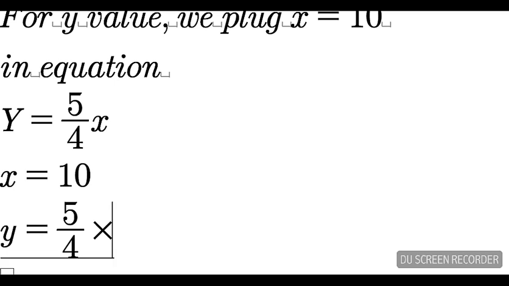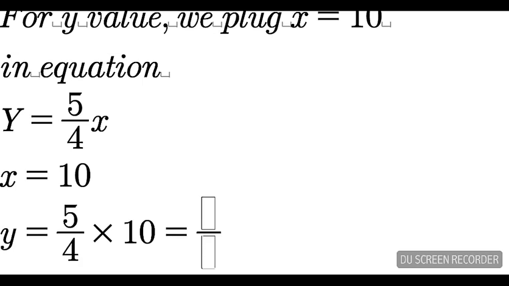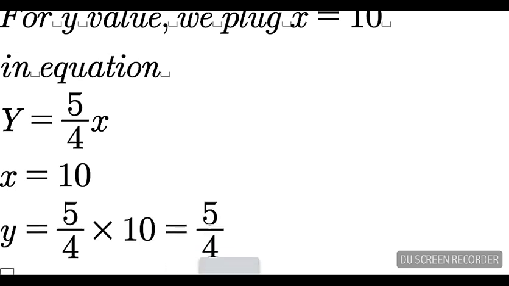x is 10, right? Times 10. All right. So now 5 times 10 is 50, right? So we now have it to be equal to 50 over 4. Okay. 50 over 4.